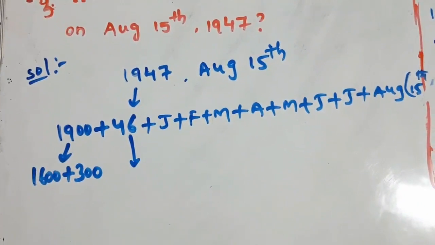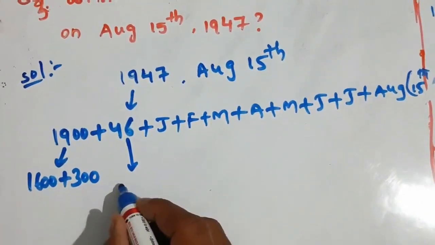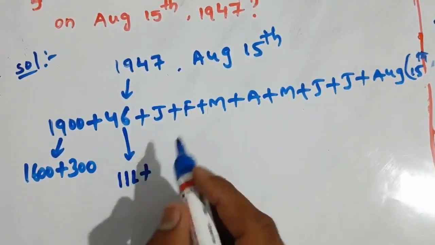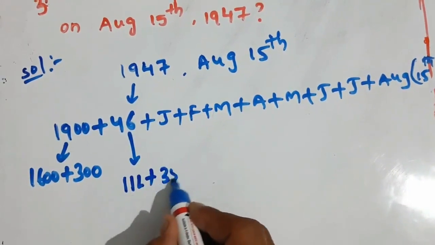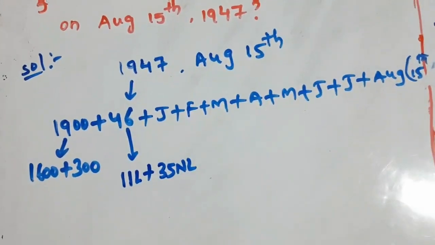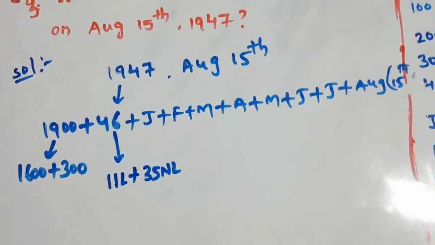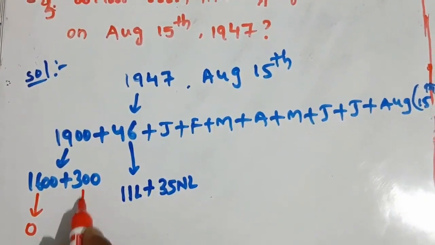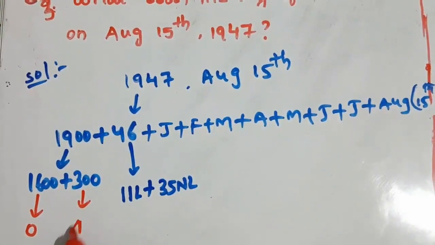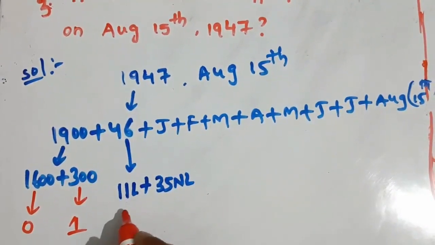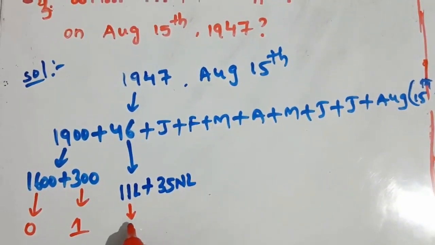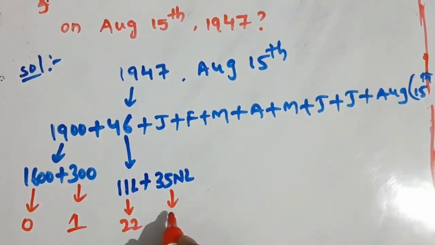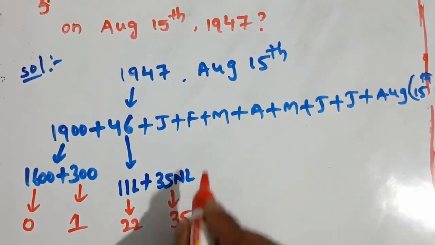If I divide by 4, I am going to get 11 leap years and 35 non-leap years. Now I am going to write how many odd days are there. In 1600 years, there will be 0 odd days. In 300 years, we know that 1 odd day. 11 leap years, each leap year having 2 odd days, means 22 odd days. 35 normal years, each normal year having 1 odd day, means 35.